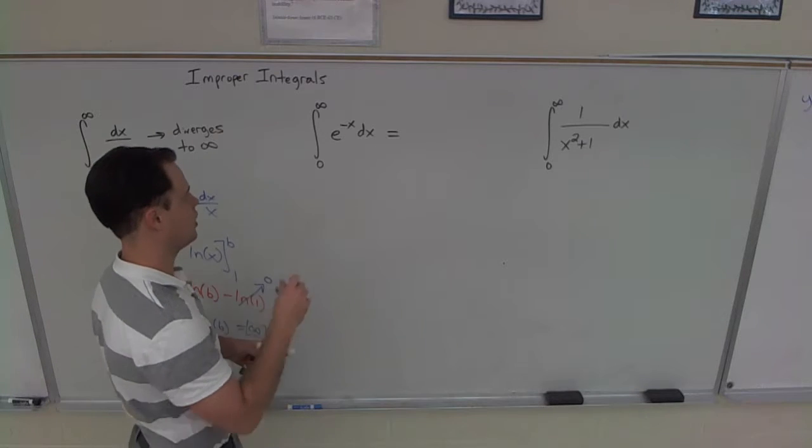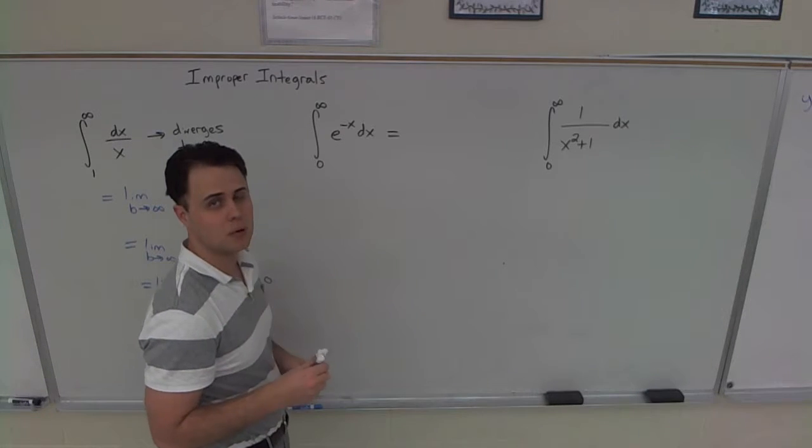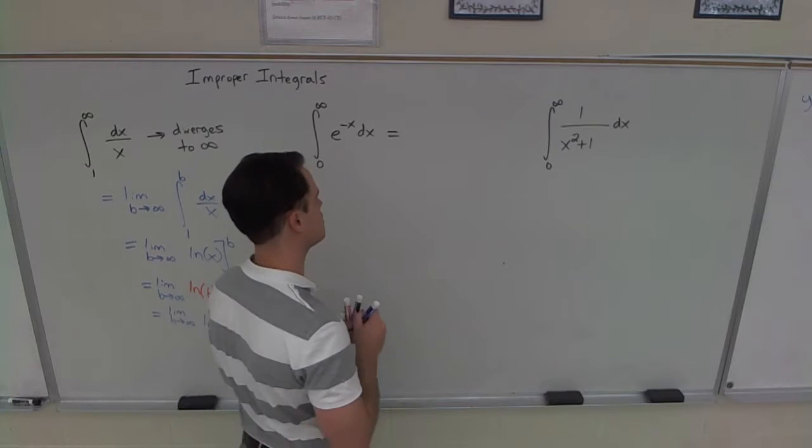Okay, handling this guy the same way. I could look at the picture of e to the negative x and think about what kind of area is being accumulated. I'm just going to avoid that this time.